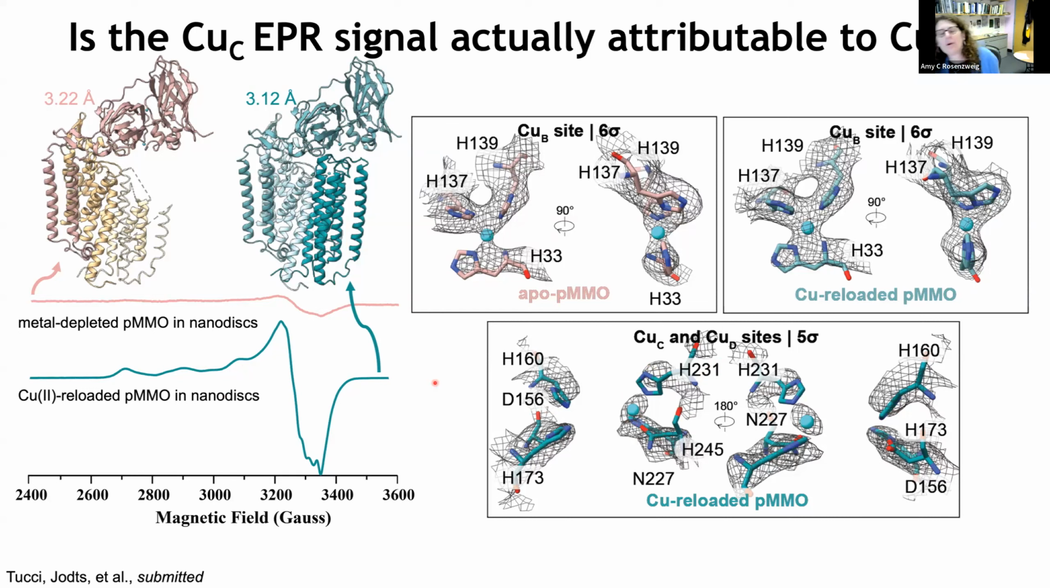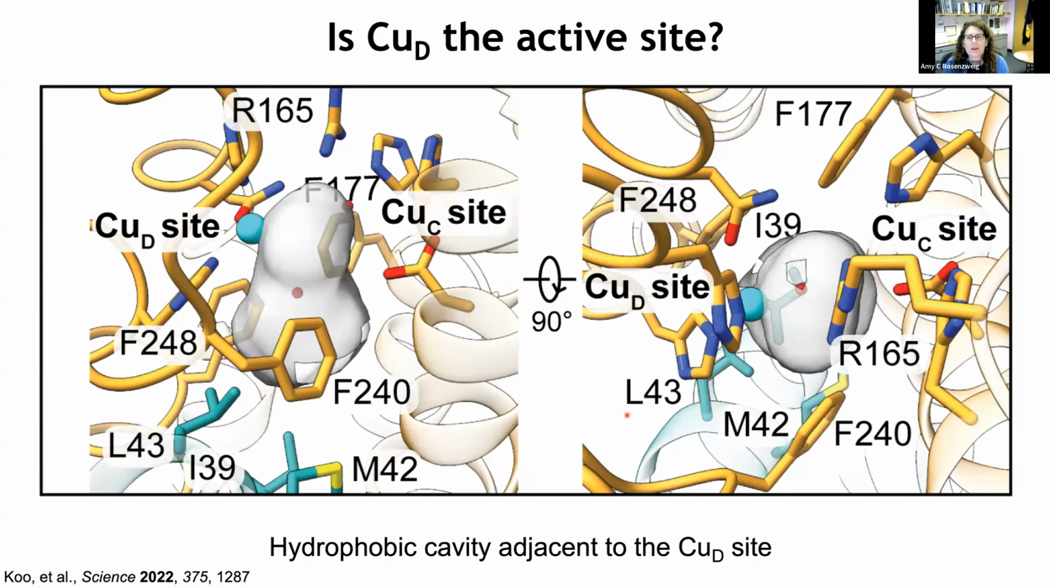Okay, so having answered that question and having this more controlled system, we thought maybe we could address the looming question of whether this site, copper D site, is the active site of PMMO. We had noticed when we did these first cryo-EM structures that there's this nice hydrophobic cavity right next to the copper D site, and it's lined by these 3 conserved phenylalanine residues. That suggested to us that maybe this is the place where methane binds.